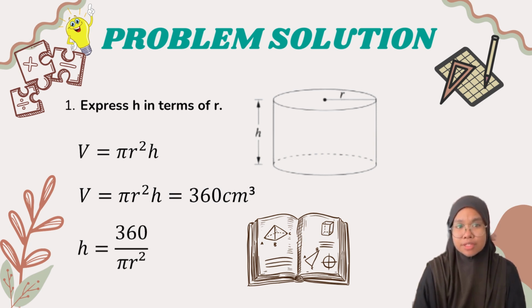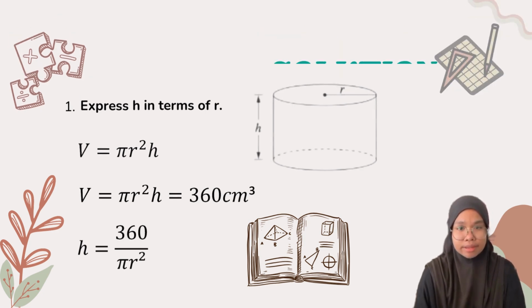So, this is the first question, where the question asks us to express h in terms of r. In this question, we're gonna use the formula for volume, which is V equals pi r square h. The problem statement stated the volume of the container, which is 360 cm3. They want us to express h in terms of r. So our final answer would be h equals 360 over pi r square.